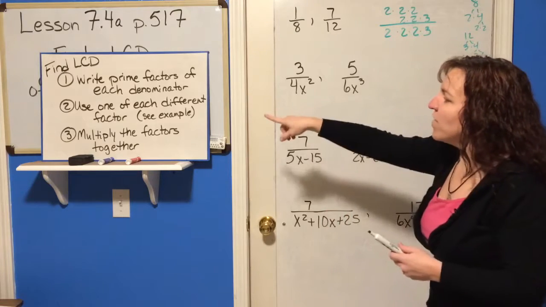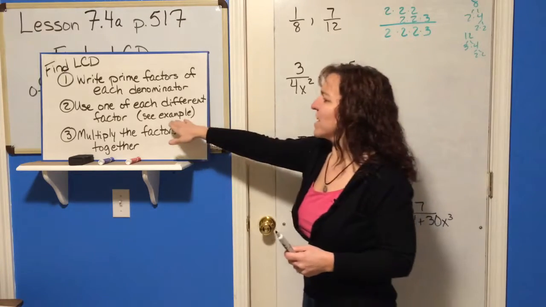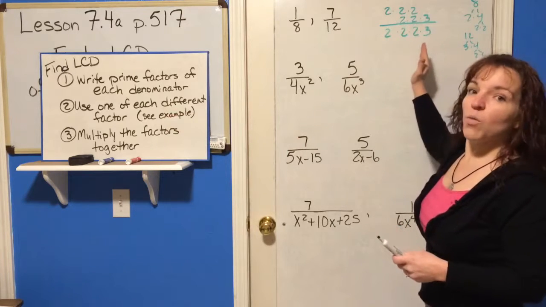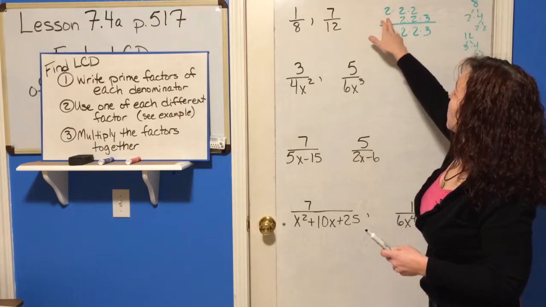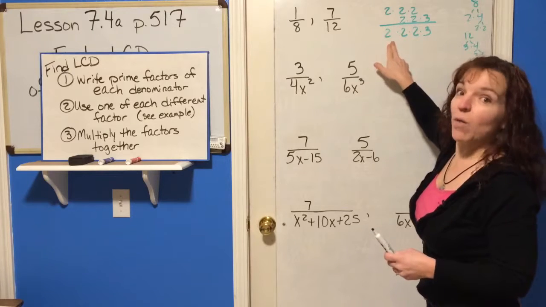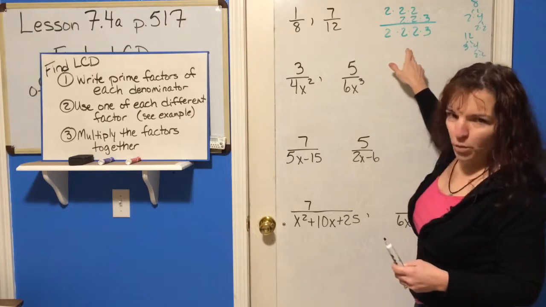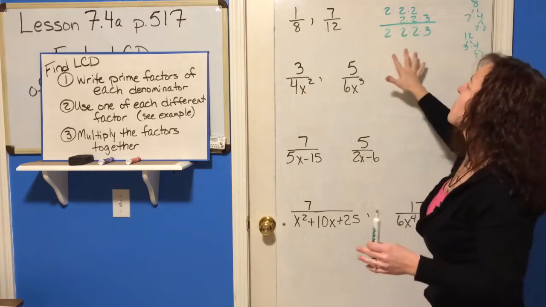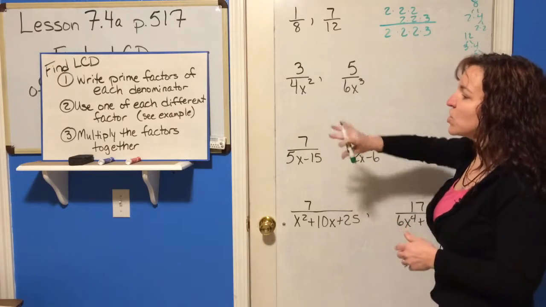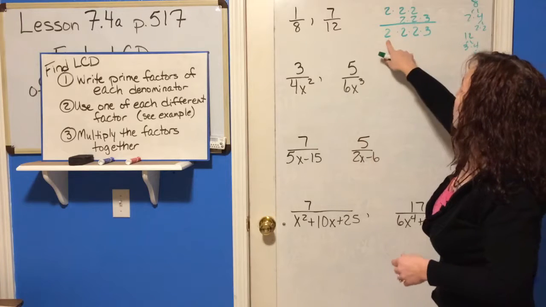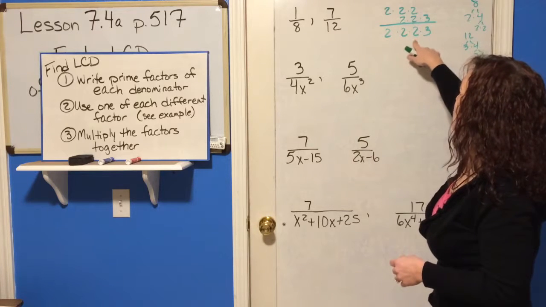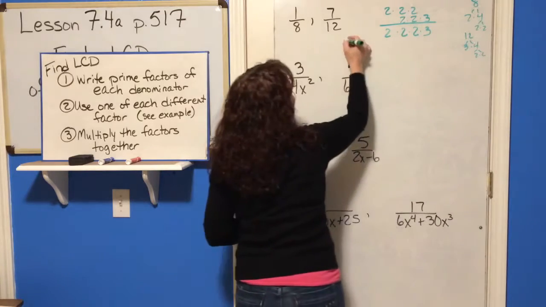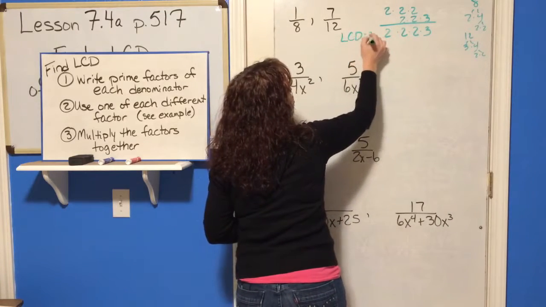So we're going to take one of each different factor, and that's why I said see the example so you know what I mean. Take one of each of the different factors, and if there isn't a match, we want that one. If there is a match, we want that one. But you don't have to have this 2 twice. Does that make sense? Okay, so then your last step is just to simply multiply the factors together. So 2 times 2 is 4, times 2 is 8, and 8 times 3 is 24. So in this case, the LCD is 24.